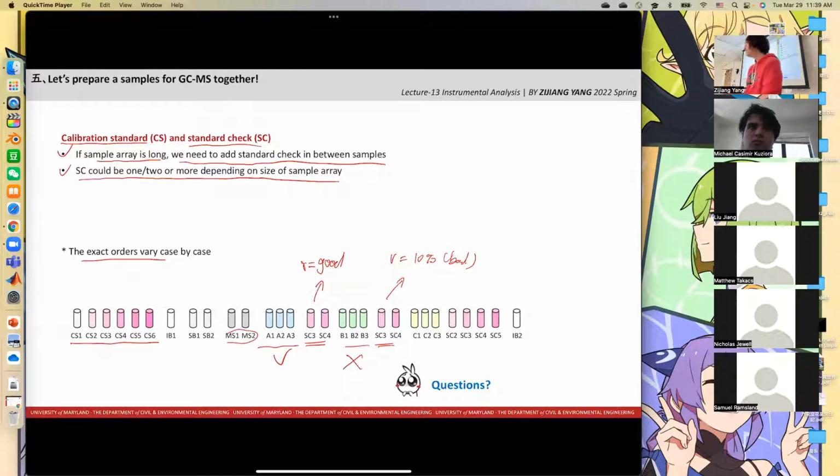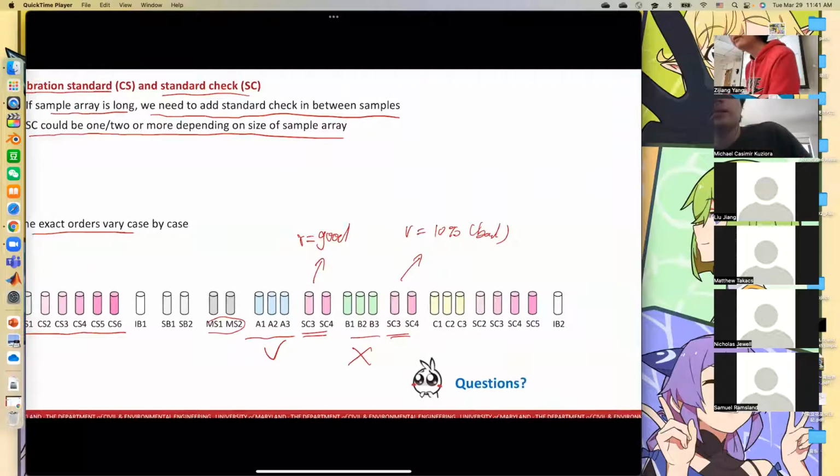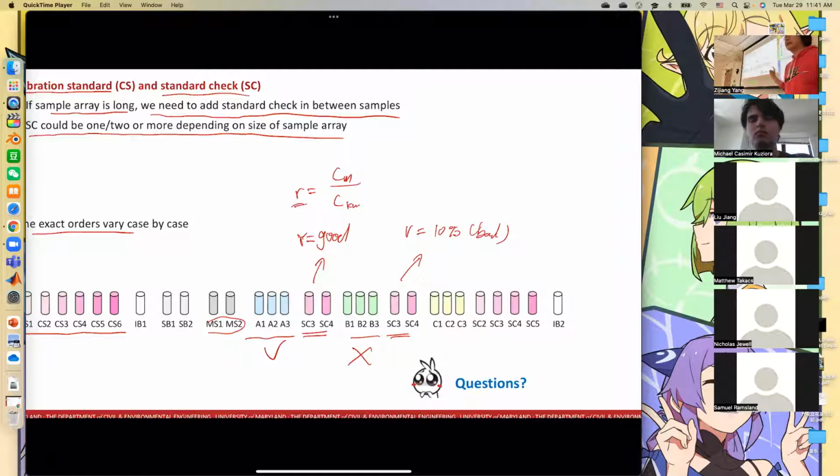Are there any more questions? Yes. So you put the standards in between different parts of the array to check the recovery? Yes, to check the recovery, because the standard has a known concentration, and we can also have its measured concentration. So we can calculate the recovery, where this is a measured value and this is a known value. So we can check the recovery of the standard.